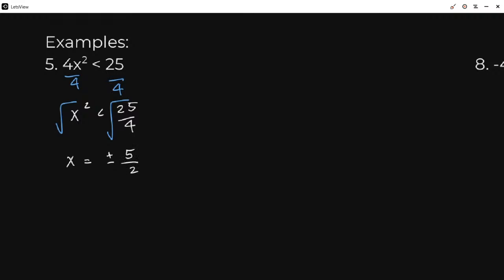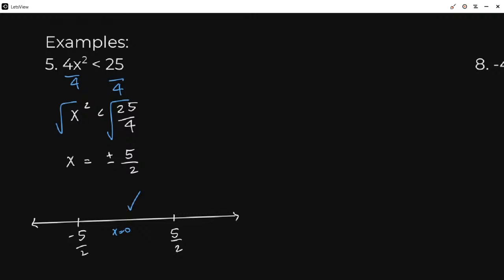Okay, so now that I solved for x, I'm going to draw a number line. So I have negative 5 over 2 here and 5 over 2 here. And I'm going to test numbers to see if they work for the inequality. So when it's between here, I always like plugging in 0 because that's super easy. So we would get 4 times 0 squared is less than 25, which is true. So that means this would work.